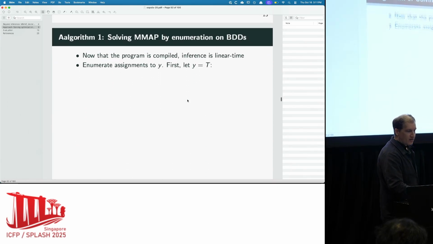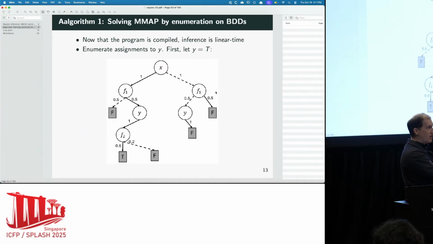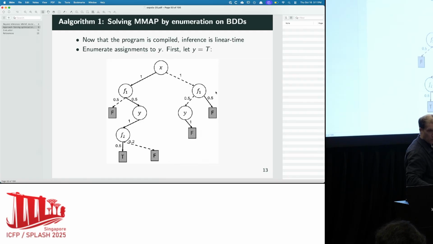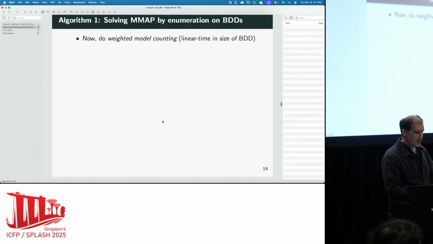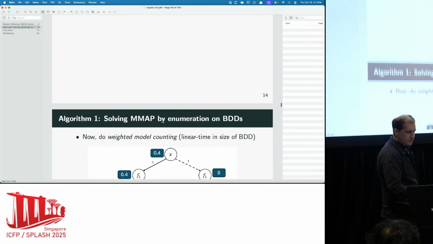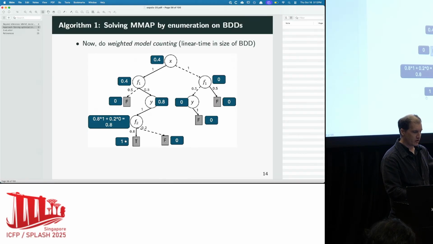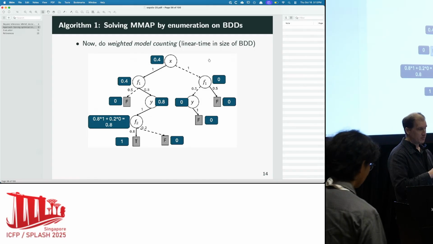So let's try y being true, okay? If I make y true, I get a sub-BDD. I've gotten rid of all of the paths through y that are false, and I have this BDD here. You can see how these y variables no longer have their false branch, right? I've gotten rid of that. And then I can do a pass up this BDD called weighted model counting. I start from the leaves and work my way up. True is 1, false is 0, and then I take the weighted sum of the leaves, and so on up the BDD until I get 0.4.